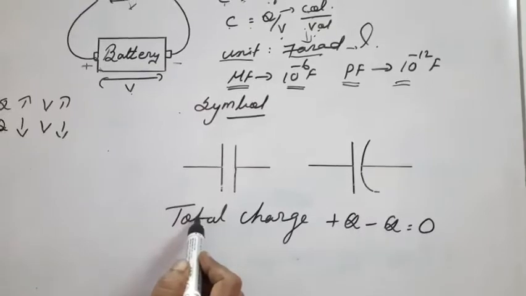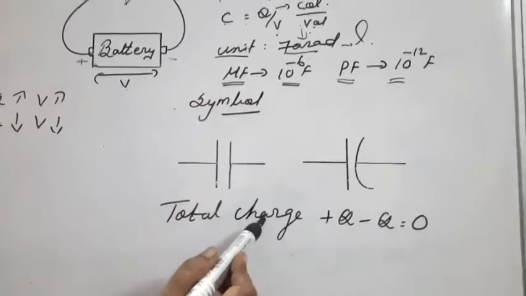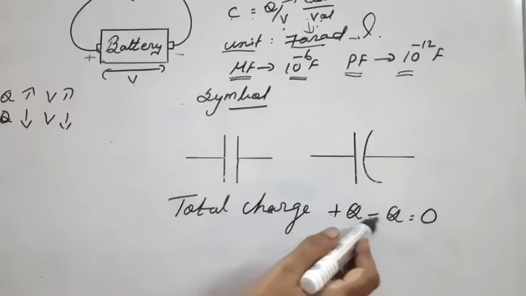And in capacitors, the total charge is always 0, because the plus Q and minus Q values add up to 0.